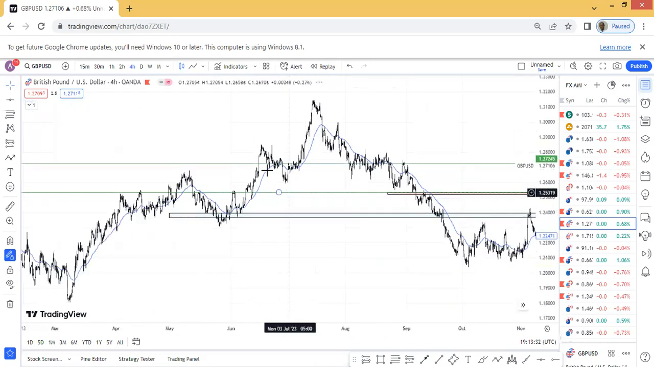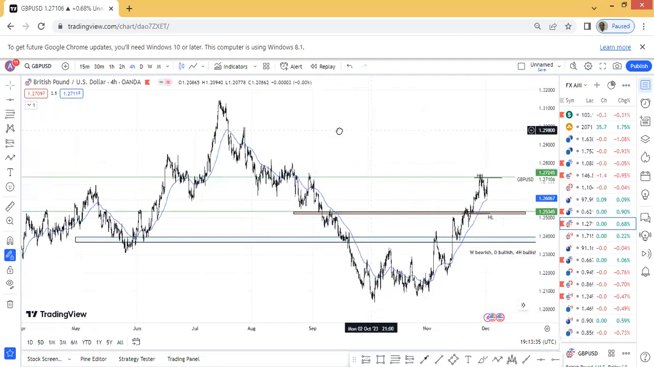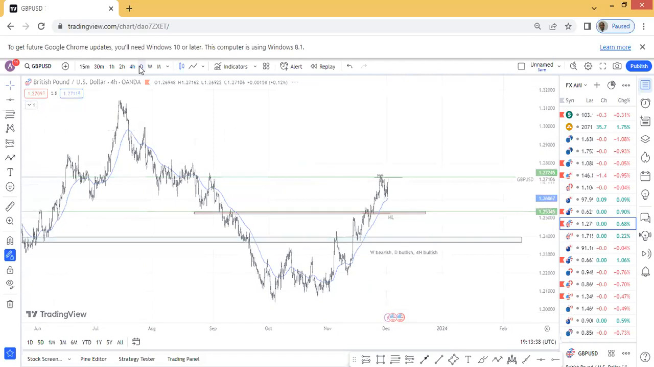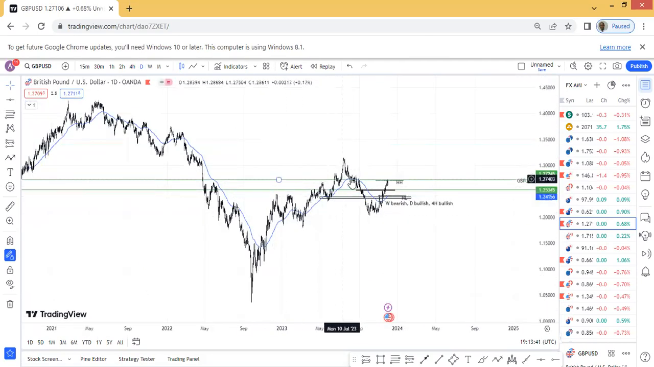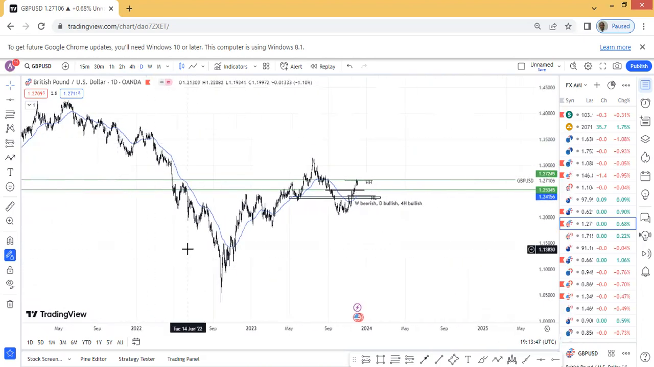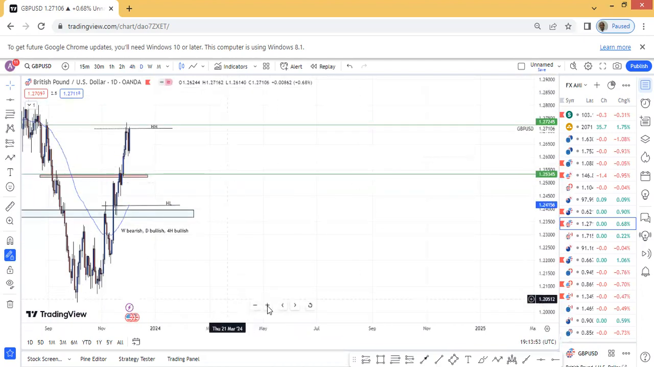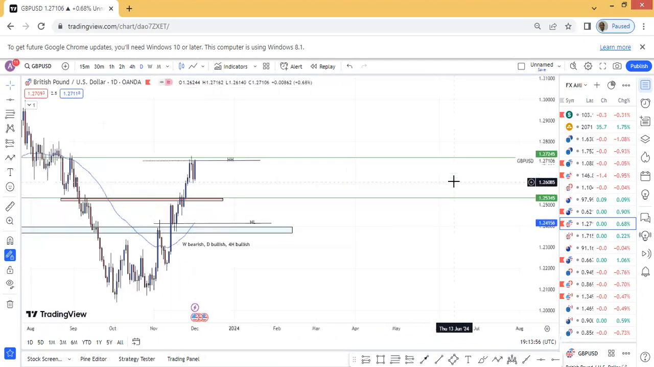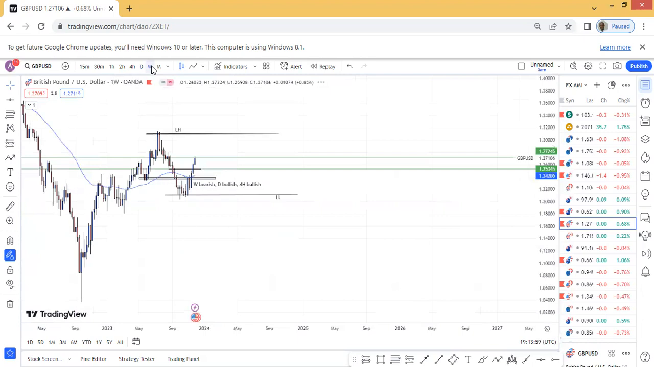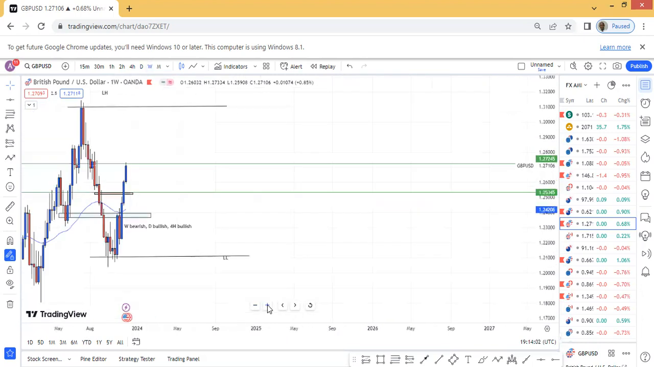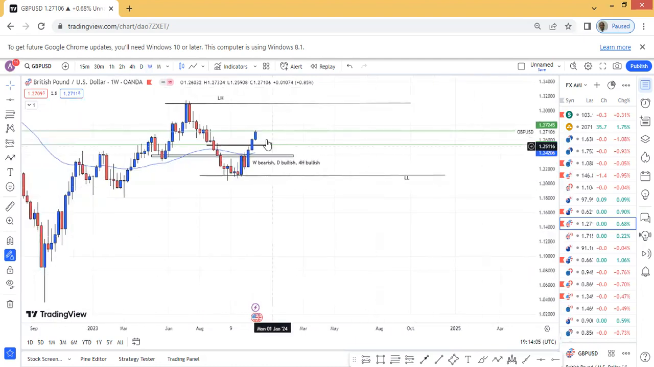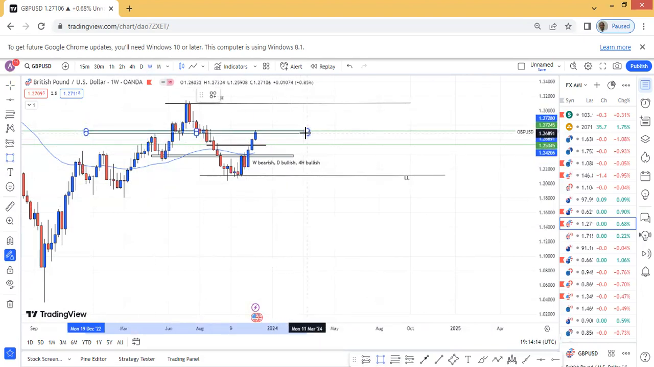Even on the 4-hour chart, you see a lot of reactions at this region. On the daily, the same thing, we see a lot of rejection. But like I said, there is no weakness shown on the weekly candle. So I'm not going to rush into this market. I'm going to see what price will do at this region, this zone.